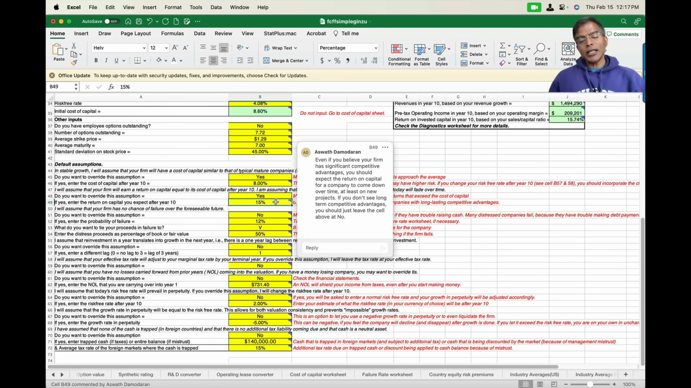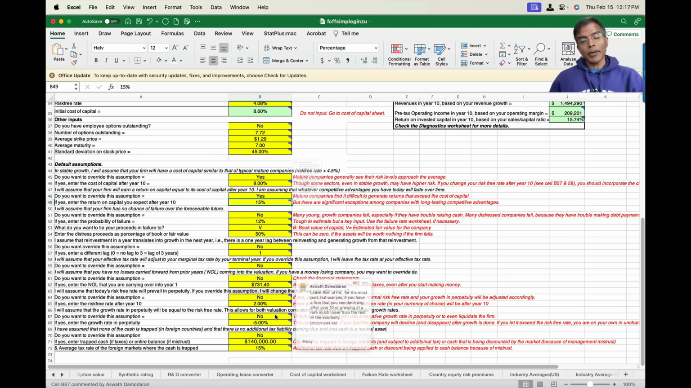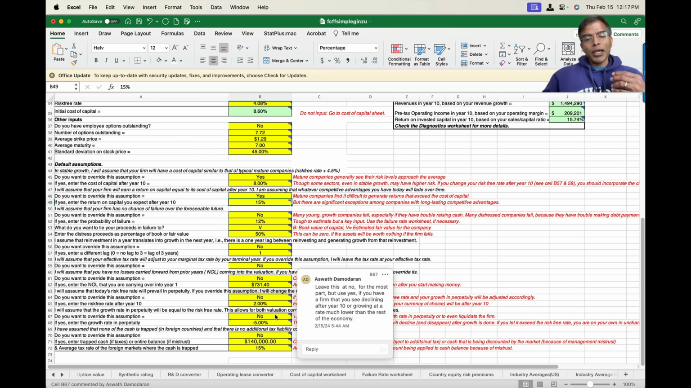And if I say yes, then I have the obligation to then say, well, what kind of return on capital will I make? And you can compare that to the cost of capital. Now, the way to think about it, the bigger your competitive advantage is, the more you can earn over and above your cost of capital. Don't go crazy and enter 100%. But this number can be 10% if you have small competitive advantages and your cost of capital is 8%. It can be 12%. But for Amazon, I've given it 15%. Healthy competitive advantages.